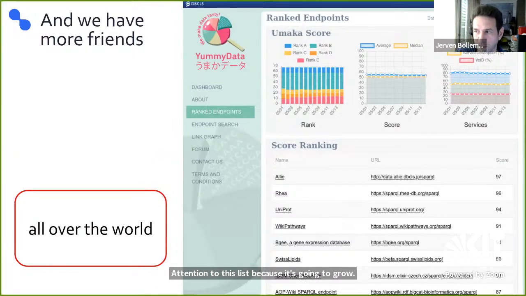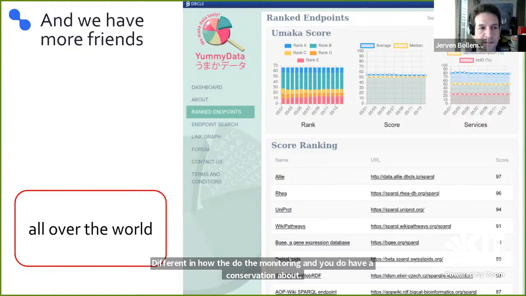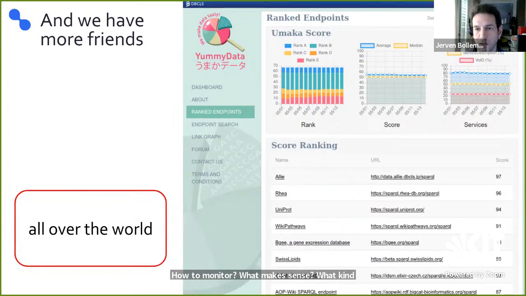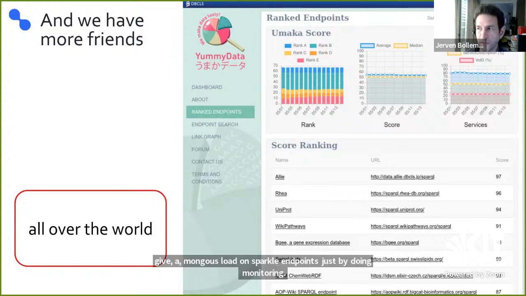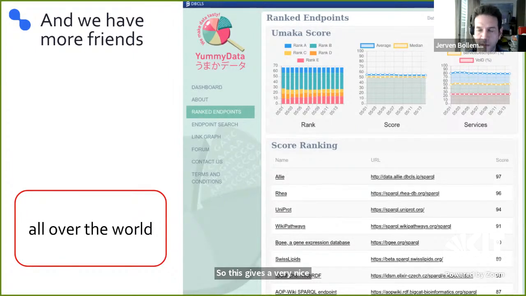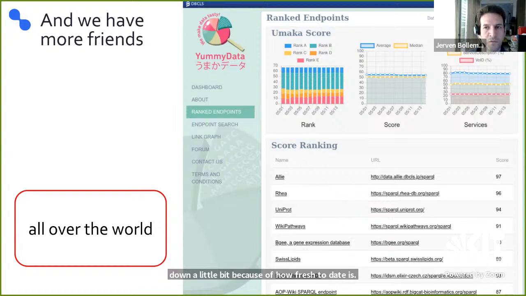And we're not the only ones in the life sciences who provide it. This is a tool called YummyData, and it ranks SPARQL endpoints in the life sciences for how good they are. It's a very nice setup, and they are quite different in how they do the monitoring, and they do have a conversation about how to monitor, what makes sense, what kind of queries to write, and what not. Because it's quite easy to put a humongous load on SPARQL endpoints just by doing monitoring. So this gives a very nice FAIR ranking. And as you can see, UniProt is quite high, and it goes up and down a little bit because of how fresh the data is. UniProt has a two-monthly release cycle. So at the end of the two-monthly release cycle, the score is a little bit lower than if a new one just goes out.